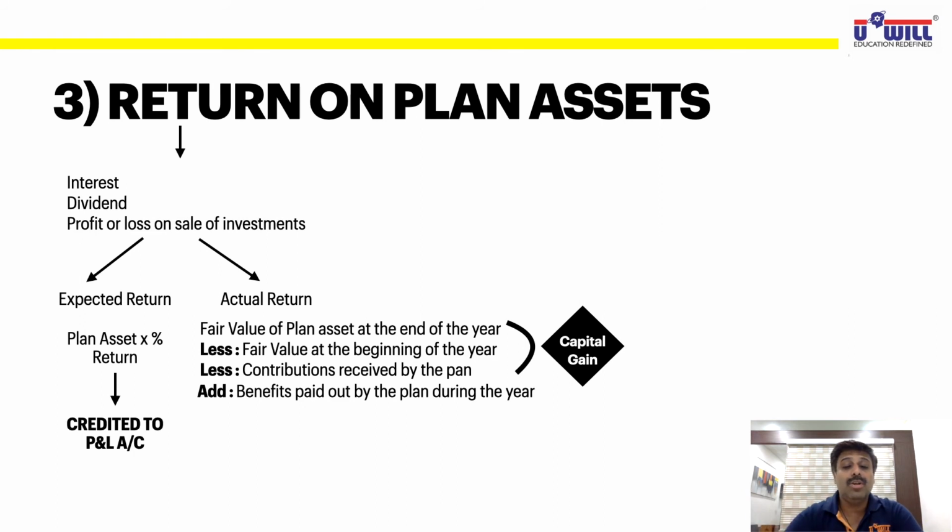However, right now you just remember this much, that expected return is what is credited to P&L account. And how do you find the actual return? Fair value of plan assets at the end of the year minus fair value of plan assets at the beginning of the year minus contributions received by the plan plus benefits paid out by the plan during the year. Pause the video and note it down. Then we take up the practical questions of return on plan assets. I hope you all would have written this.